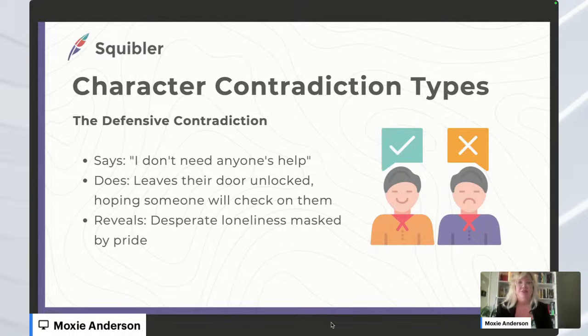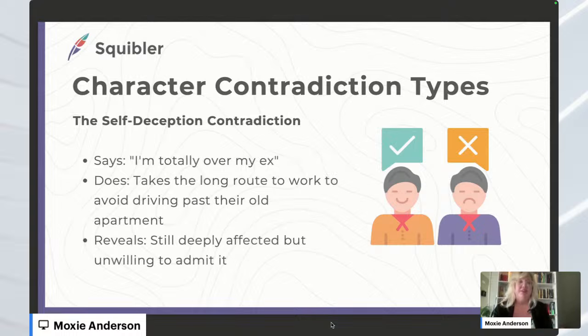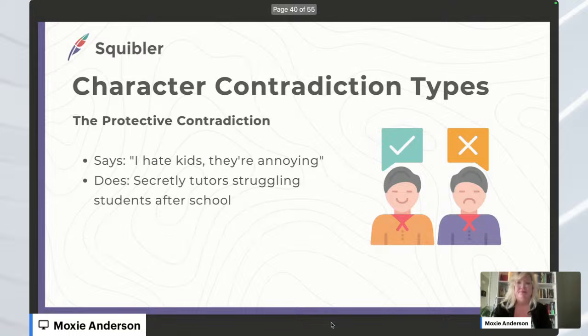There's the defensive contradiction. Someone who says, I don't need anyone's help, but when they leave their door unlocked, they're hoping someone's going to check on them. This is going to reveal desperate loneliness and pride. We have the self-deception contradiction. As we had the example earlier, someone saying, I'm totally over my ex, I don't care about him or her, but then they take the long way to work to avoid driving past their old apartment. So this reveals that they're still deeply affected, but unwilling to admit it.